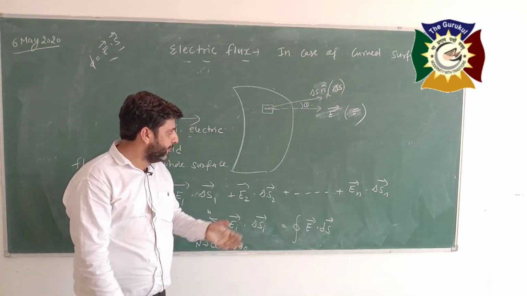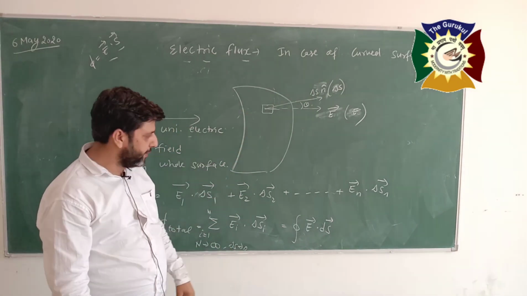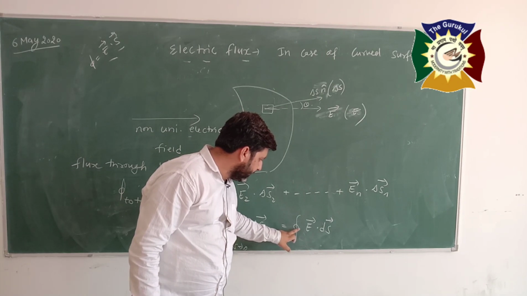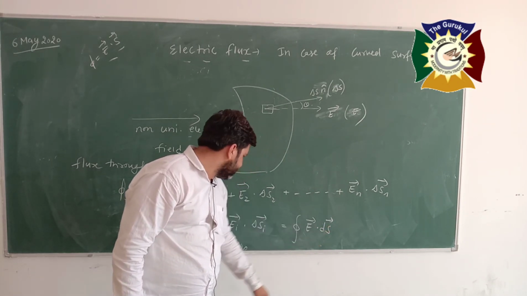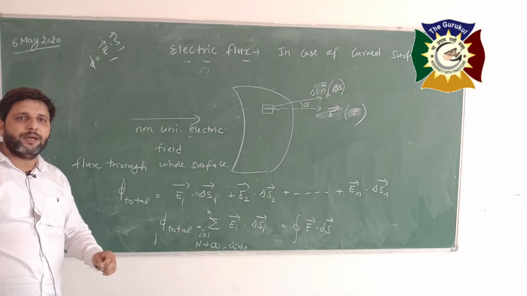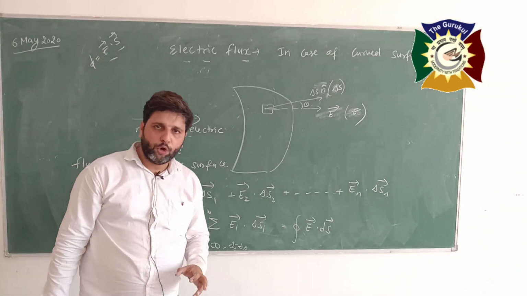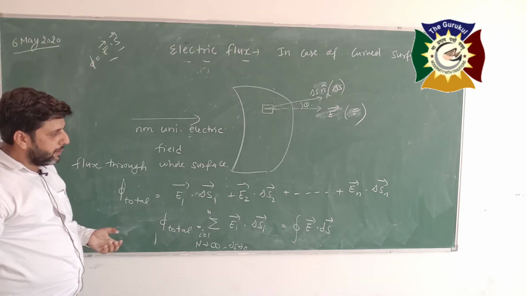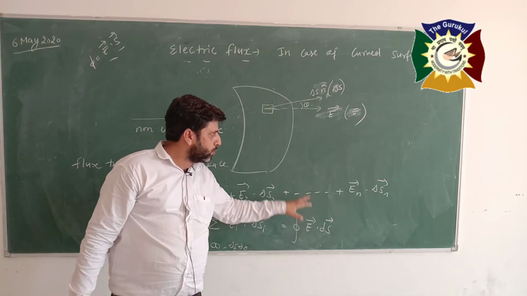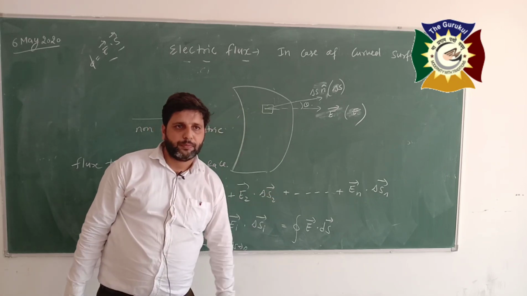Okay, and if this is a continuous, closed surface, then we will write here a circle and E dot ds. Why have we written ds here? Because delta S approaches 0, it has a very very small value. Okay, fine. Now this is the total flux through the curved surface.